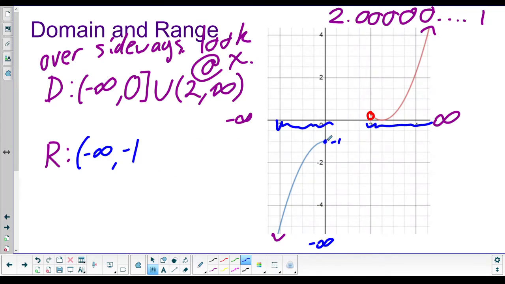And we put a bracket because this is a closed dot. Okay. Union. Now we're going up, right? This is not where we start because, again, we're going up and down. So where's the lowest point on this red piece of graph? It's not this end here. It's this spot right there.